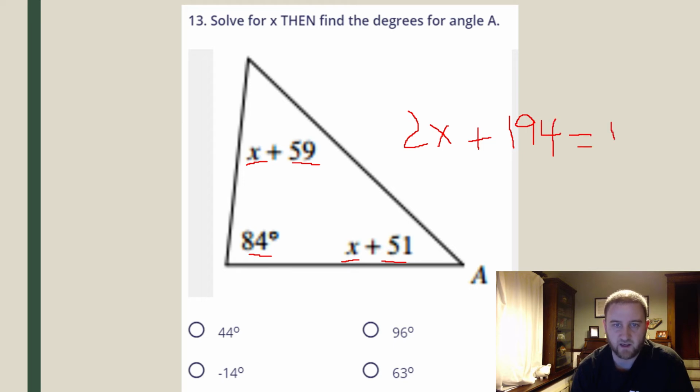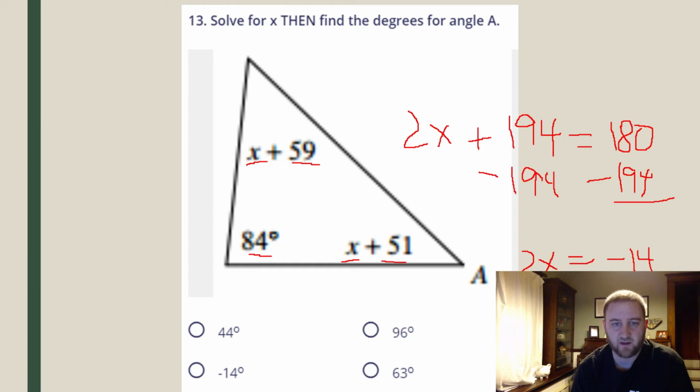Okay, that equals then 180. Then you're going to subtract 194 from both sides. 194. And you get 2x equals 180 minus 194 is negative 14. Now you might think, and then we'll just divide by 2 to finish it off, and you get x equals negative 7. Now you might think, Mr. Yoder, you can't have a negative degree, right? Well, you're right, you can't have a negative degree, but just because x is negative 7, that doesn't mean that the actual degrees will be negative.